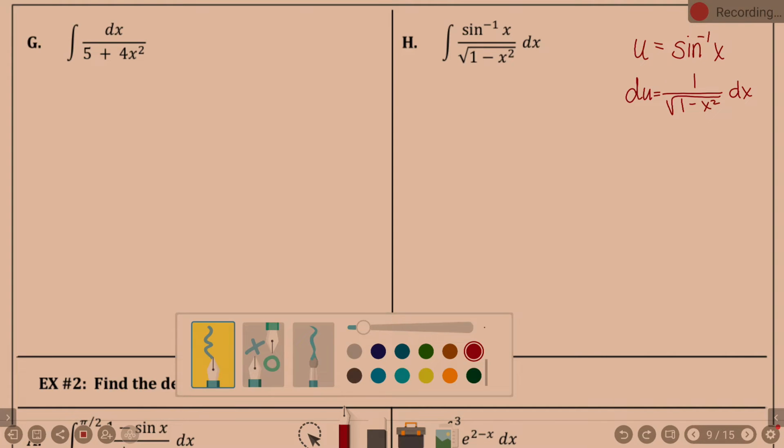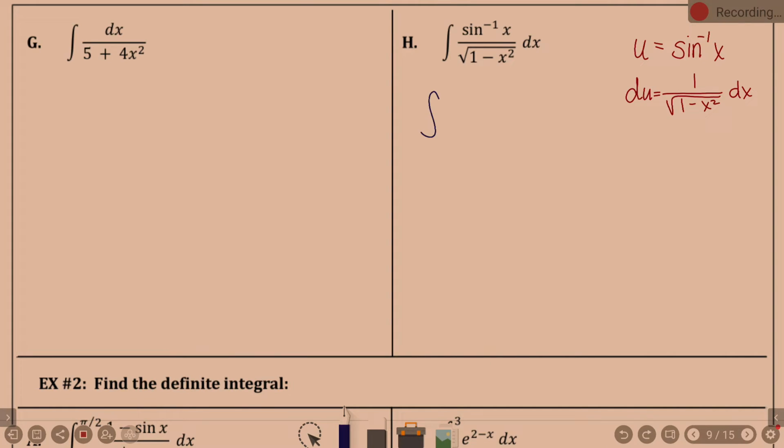If I go and rewrite this, sine inverse x is u, correct? And then what do we have here? Square root of 1 minus x squared on bottom, and dx, that matches right up, doesn't it? So I'm just going to have u du that I'm integrating.